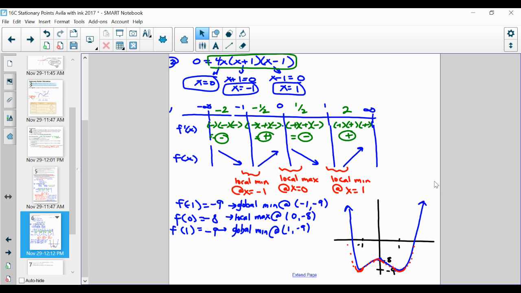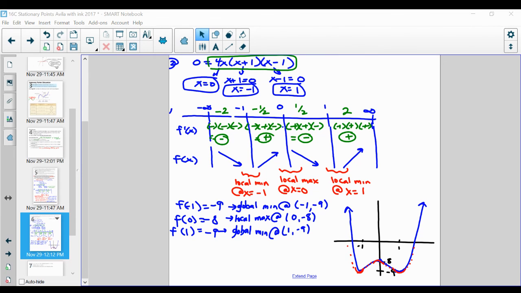We will draw diagrams that are a little more fancy than this, but we're building our knowledge over the next couple of days. Thank you.